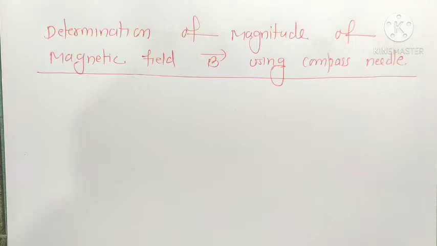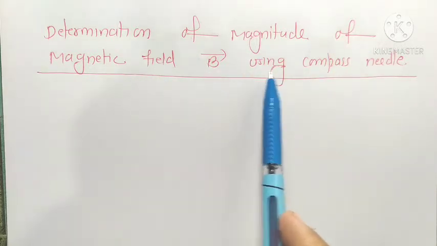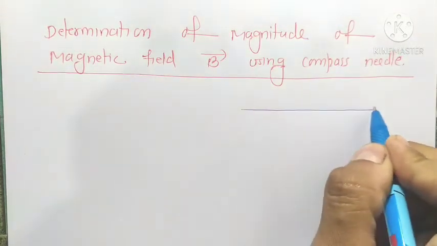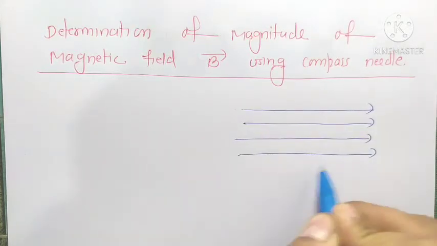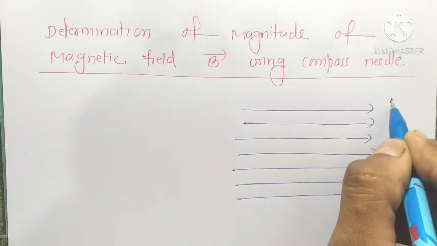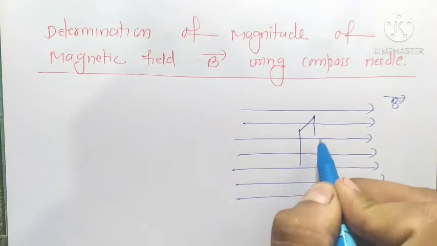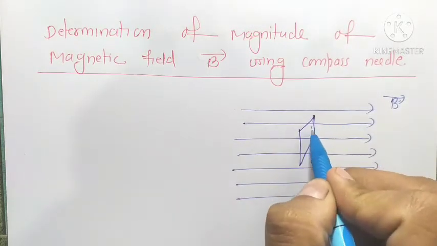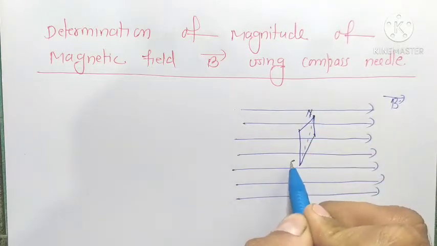Today our topic is the determination of the magnitude of magnetic field B using a compass needle. Here we take a uniform magnetic field B, and we put a magnetic needle inside this magnetic field. This is the north pole, this is the south pole.